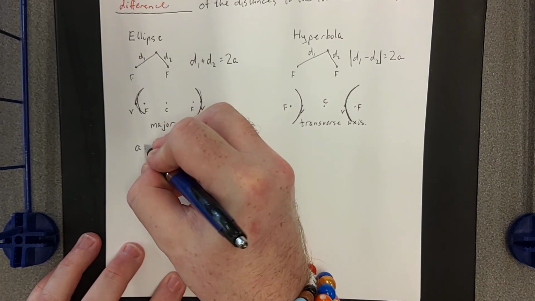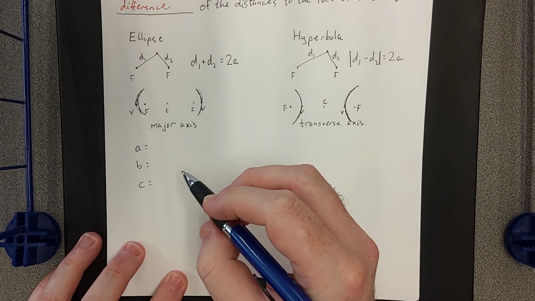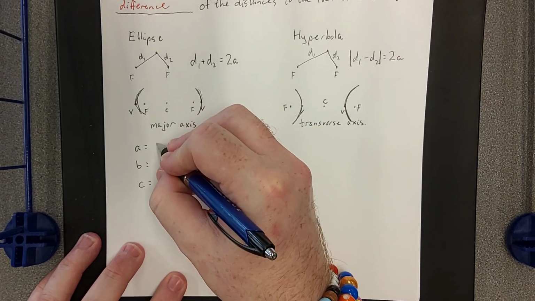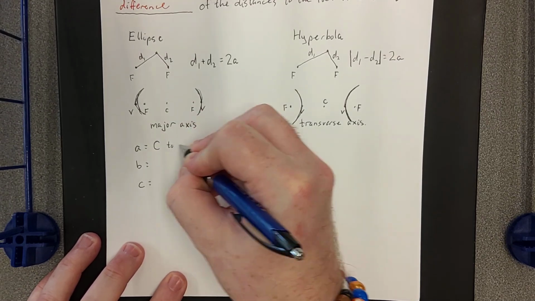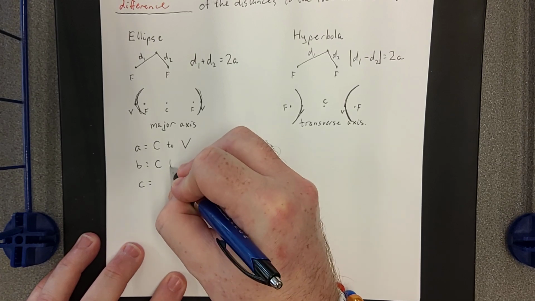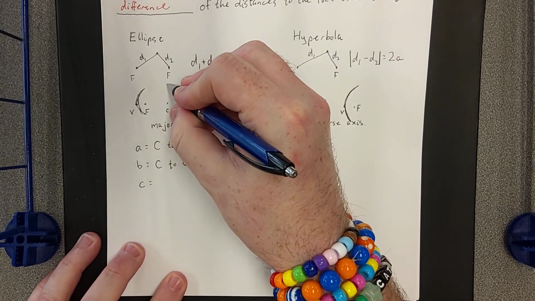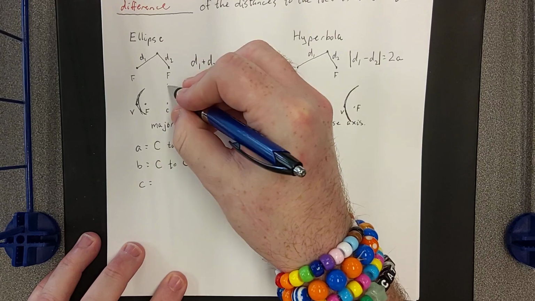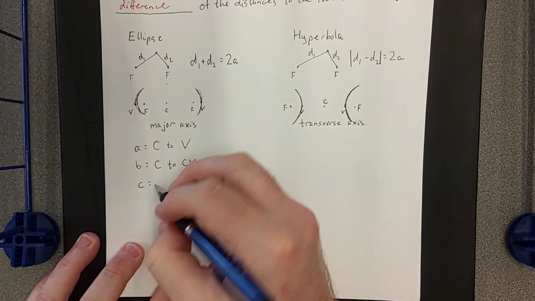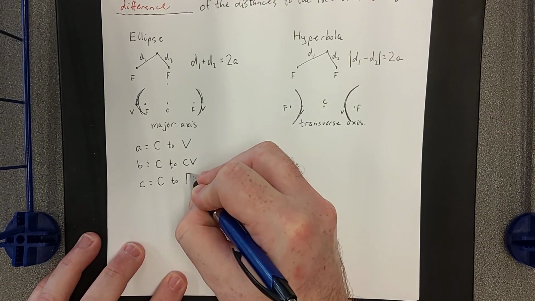The distances were defined as a, b, and c for the ellipse. The distance a was the distance from the center to a vertex. The distance b was the distance from the center to a co-vertex. Co-vertices would be on the top side and bottom side of the center for the horizontal major axis. And then the distance c was from the center to a focus.